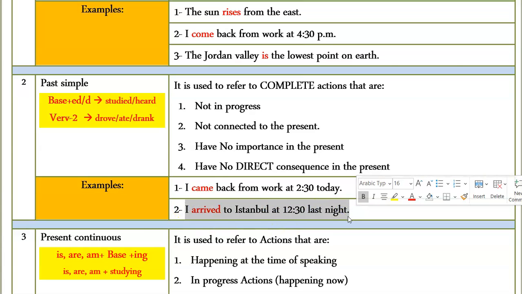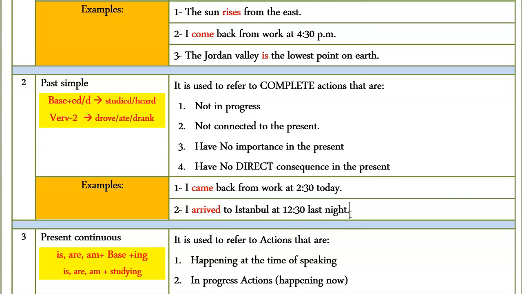Okay, today is the 19th of December. Yesterday was the 18th. So you arrived, something in the past. No connection, no importance, no significance, no results. You could be somewhere else right now, in Istanbul, but not at the airport.